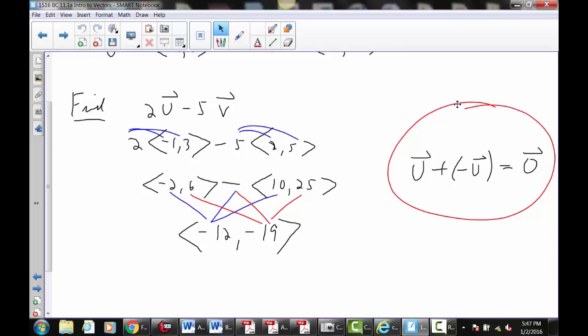And of course, it should be obvious to you if you add a vector u with its opposite, you will get the 0 vector.